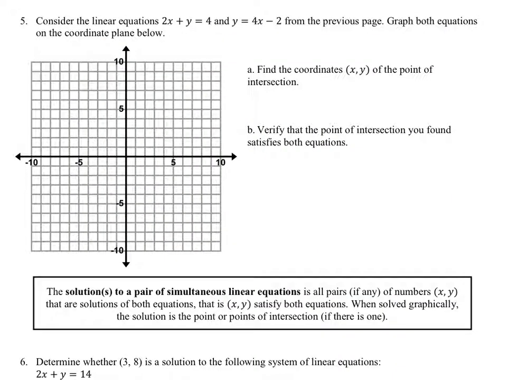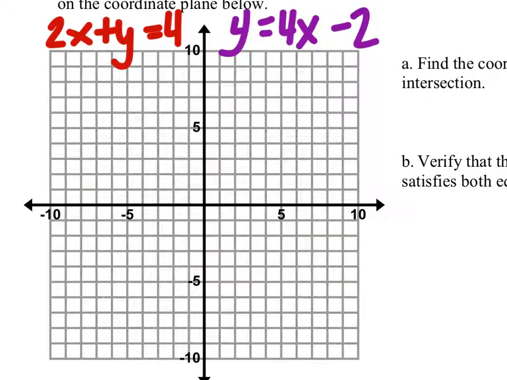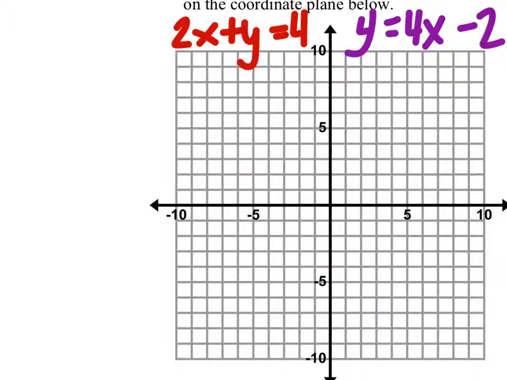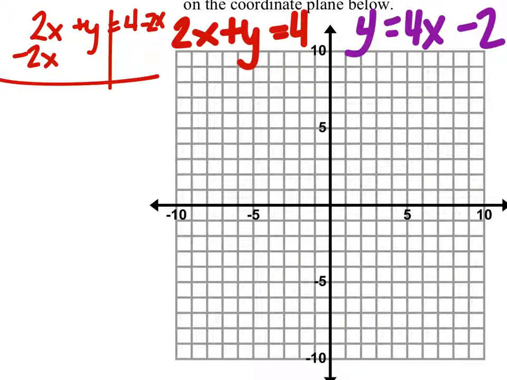Consider these two linear equations. We're going to graph both of these on this graph here. All right, so 2x plus y equals 4. Yeah, this one actually may take a little work. So let's change this into slope-intercept form. We got 2x plus y equals 4. I'll subtract 2x from both sides. So, yeah, we can change this right now to be negative 2x plus 4. And this would equal y.